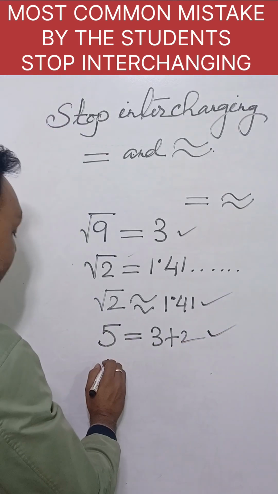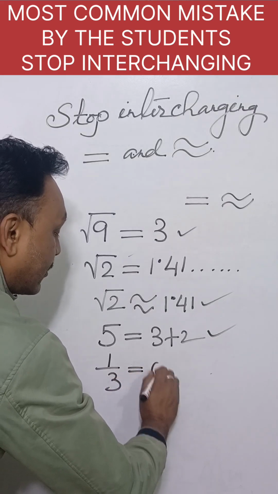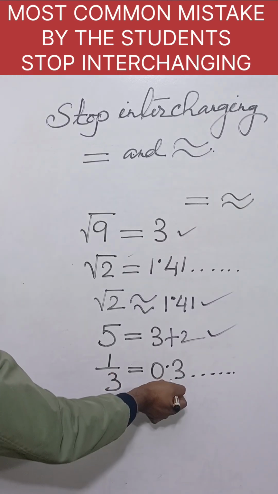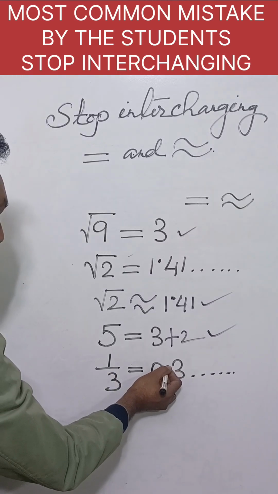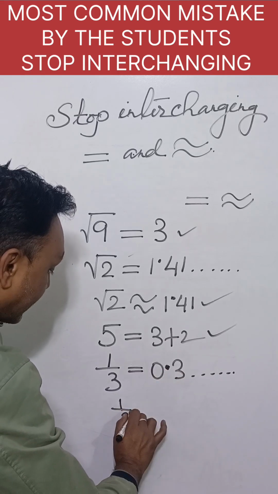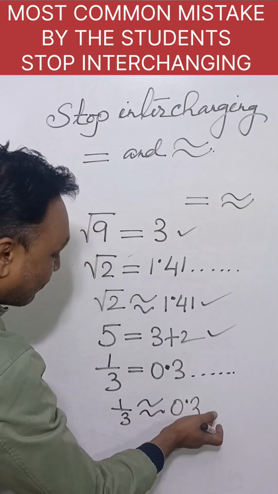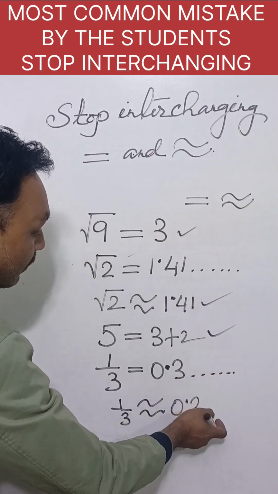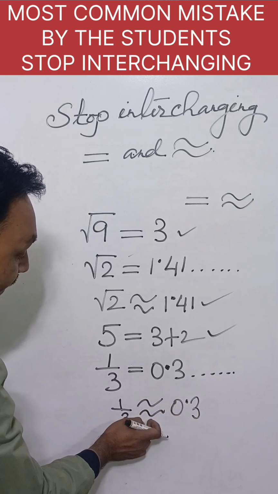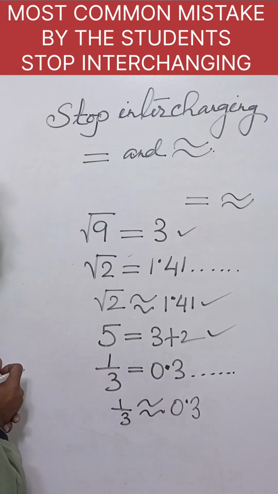But suppose 1 by 3, that is 0.3, and some more values are there. If we want to take one digit after the decimal, then 1 by 3 we can write as approximately equal to 0.3, because many other values are there. We have taken only one digit after the decimal. Then here you cannot write the equal to sign, here you always have to put the approximately equal to sign.